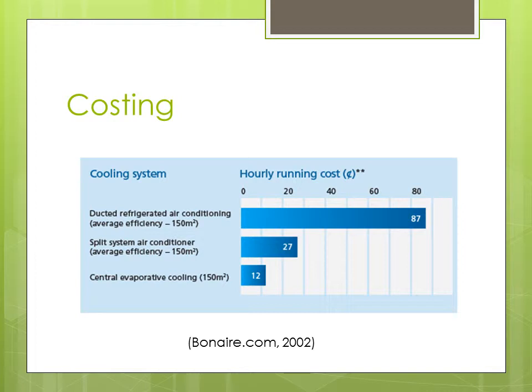Some portable systems can cost just 2 to 3 cents per hour, while window and wall units can cost between 6 to 7 cents per hour. Ducted systems can run between 12 to 28 cents per hour, and as the graph displays, it is significantly cheaper to run compared to its competition.